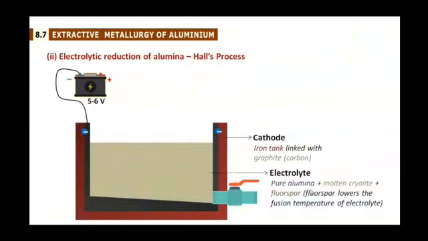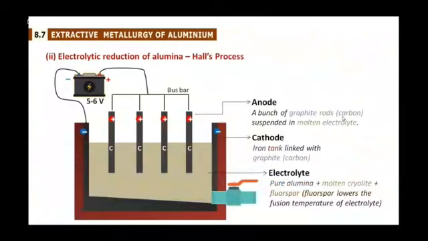Inside the tank, an electrolytic solution is taken, and the electrolyte contains pure alumina, which is obtained in step 1, then molten cryolite and fluorspar. The reason for adding fluorspar is to lower the fusion temperature of aluminium.